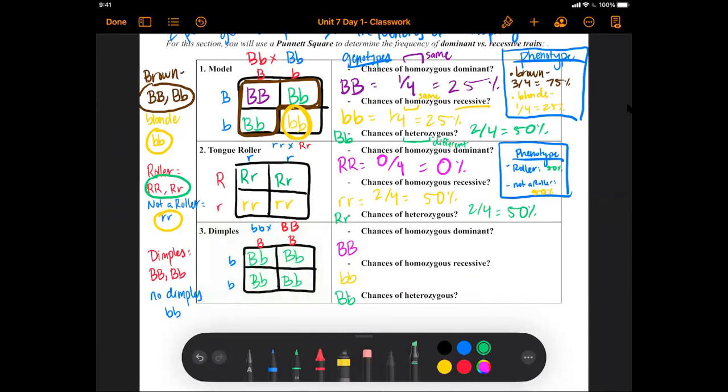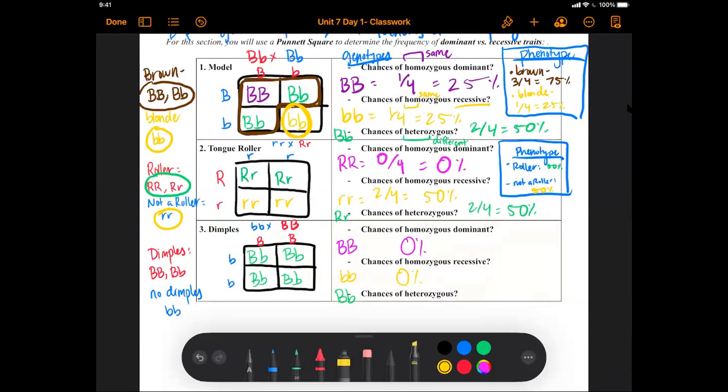They're all heterozygous dominant. So what does this mean? What are our chances of inheriting a homozygous dominant trait? Anyone? 0%. There are no boxes that have that genotype. All right, what about homozygous recessive? Also 0%. But what about our chances of a heterozygous dominant? 100%. So all 4 of these boxes had that genotype.